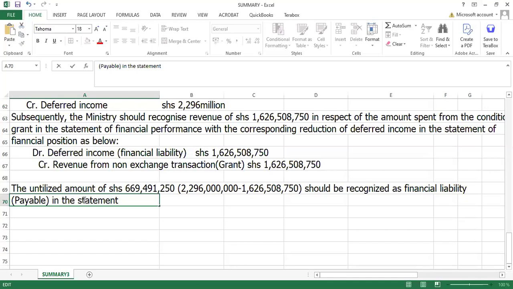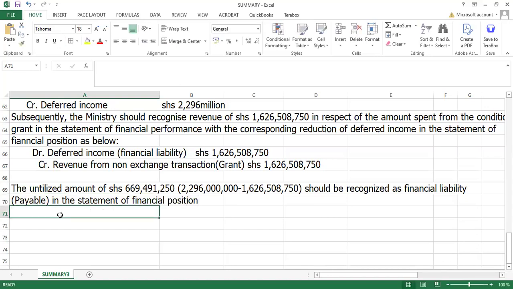So we can say that it is no longer the deferred income, but a payable. You have an obligation to clear in the statement of financial position. Because here you have to refund. You have to refund.